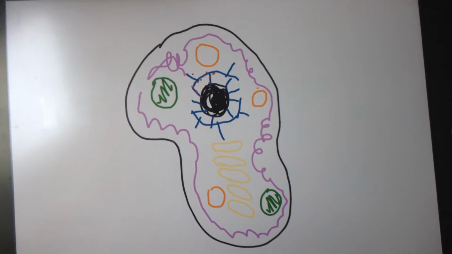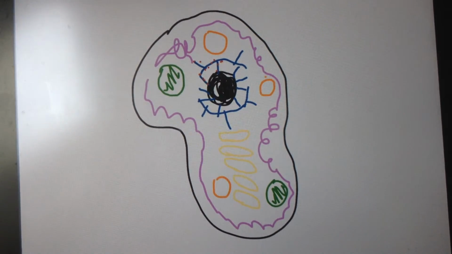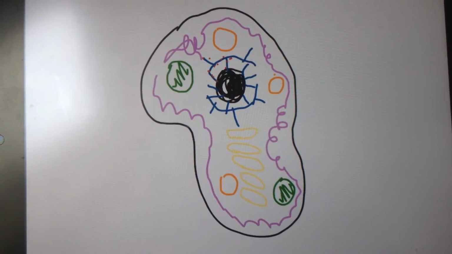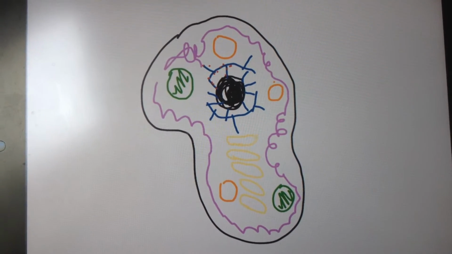The animal cell is not the only kind of cell that exists. There's also a plant cell, a bacterial cell, and a fungi cell. We will now show you the next cell. This is the plant cell.